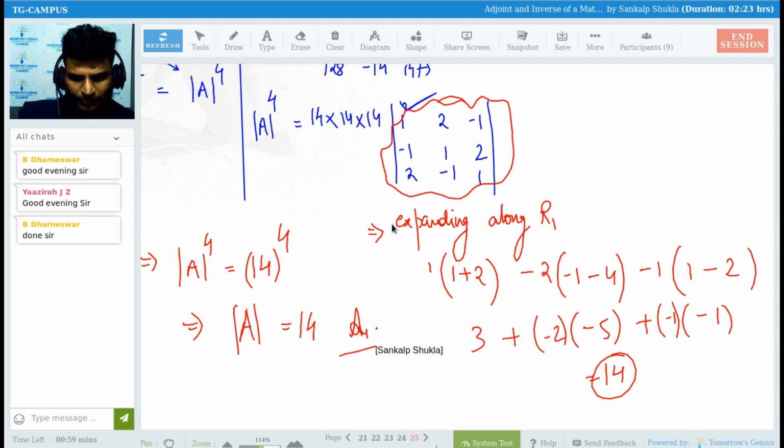So I can simply say that mod A is 14. Now this is my answer, because the question was asking the value of determinant. So determinant means what? Mod A. That's it. I have the answer. Everybody please note that.